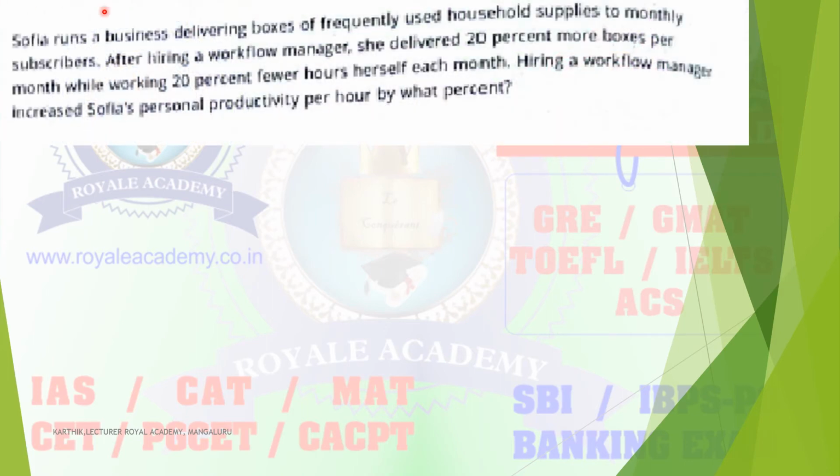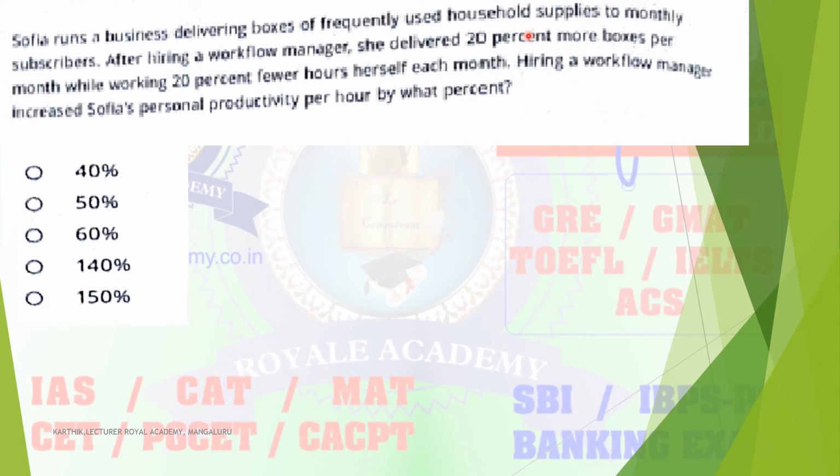Next, Sophia runs a business delivering boxes of frequently used household supplies to monthly subscribers. After hiring a workflow manager, she delivered 20% more boxes per month while working 20% fewer hours herself each month. Hiring a workflow manager increases Sophia's personal productivity per hour by what percentage? That you have to find out. So these are the percentages.